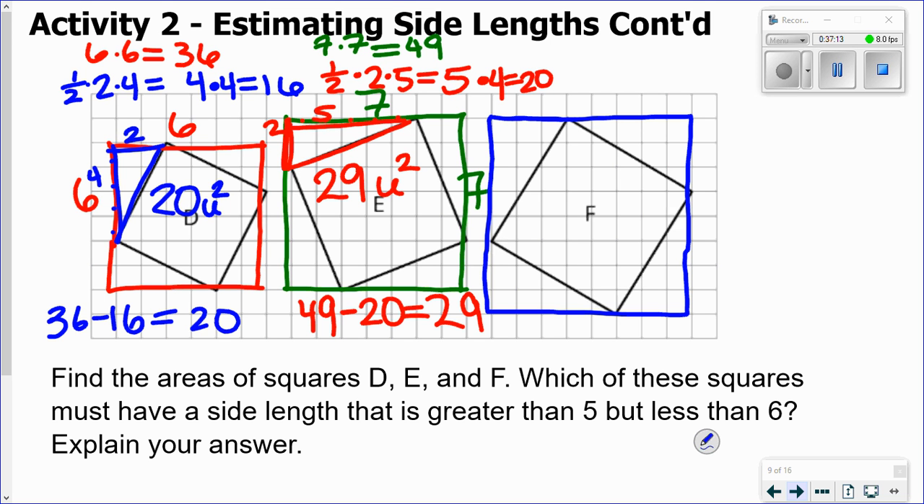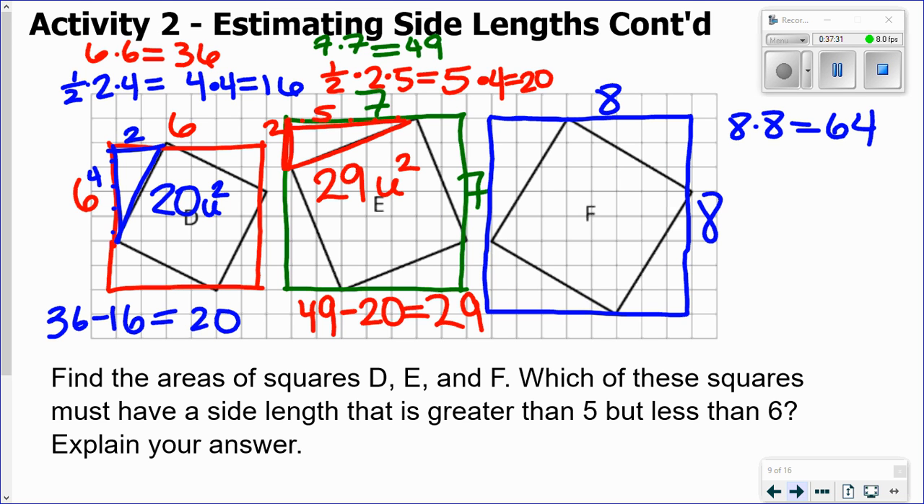Now I can count out how big of a square did I create? 1, 2, 3, 4, 5, 6, 7, 8. So I created an 8 by 8 square. We know 8 times 8 is 64, right? So that big square we created is 64 square units.